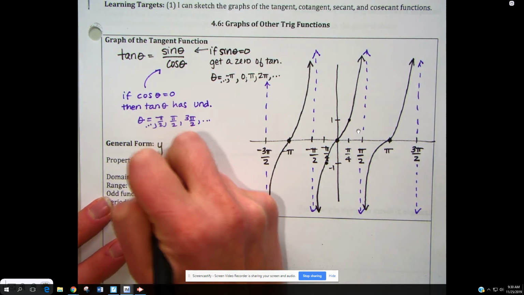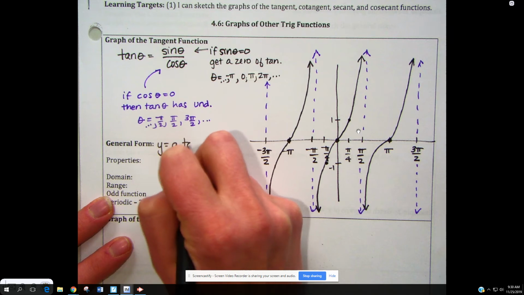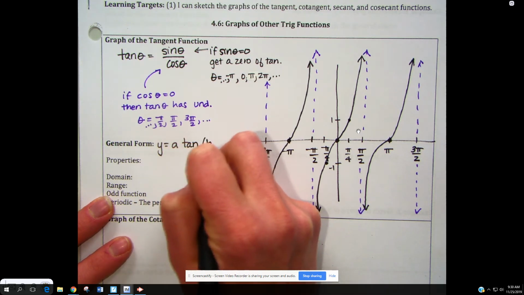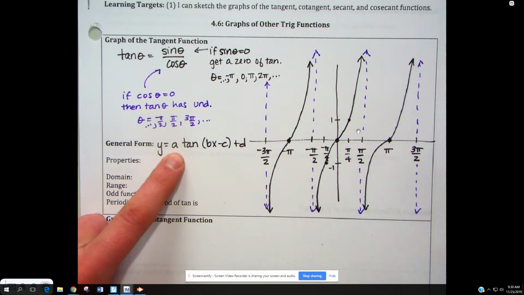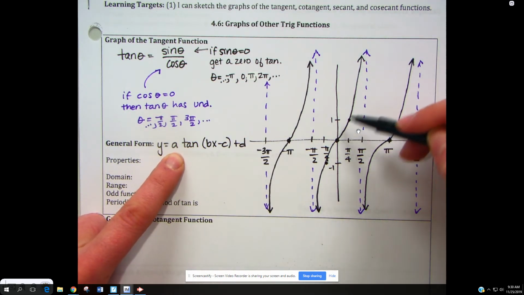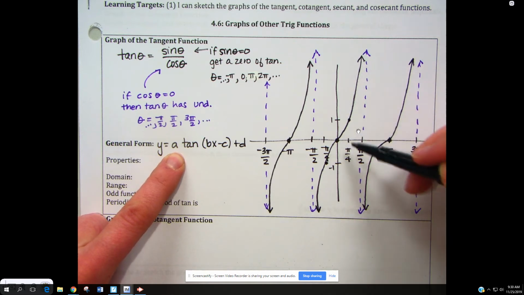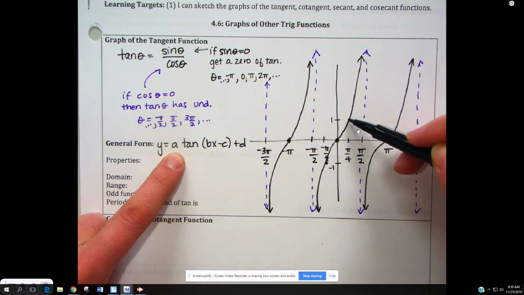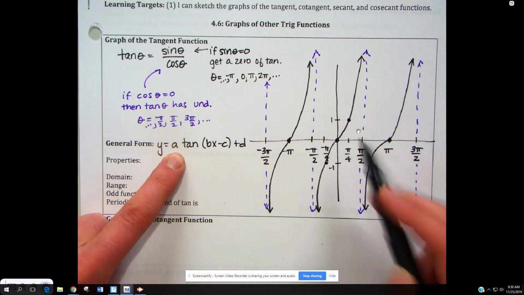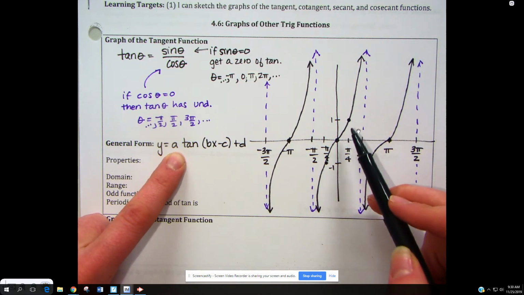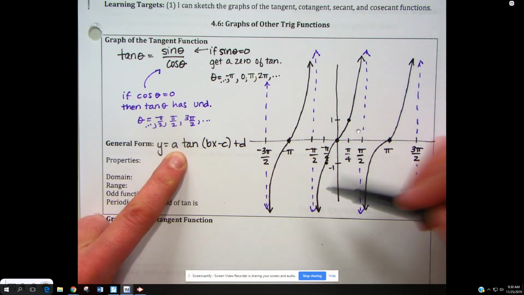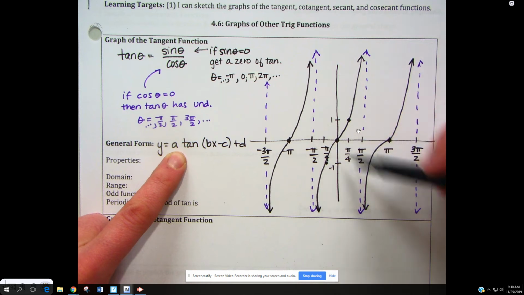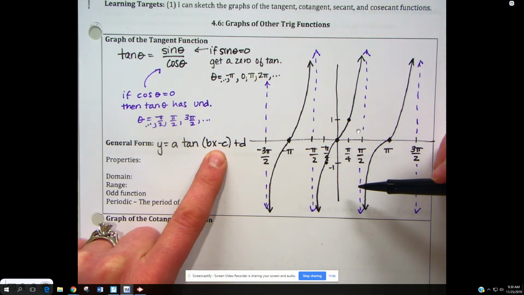Our general form looks exactly like it did for sine and cosine. The A, your amplitude, again, it will change the curvature on each of these curves. The quarter point would show the amplitude, but I'm not asking you guys to actually graph A. The only really important thing would be that if A was negative, what would happen to these curves? Well, instead of tangent going up, tangent would go down. The B is going to change your period. So maybe we should jump ahead to that.